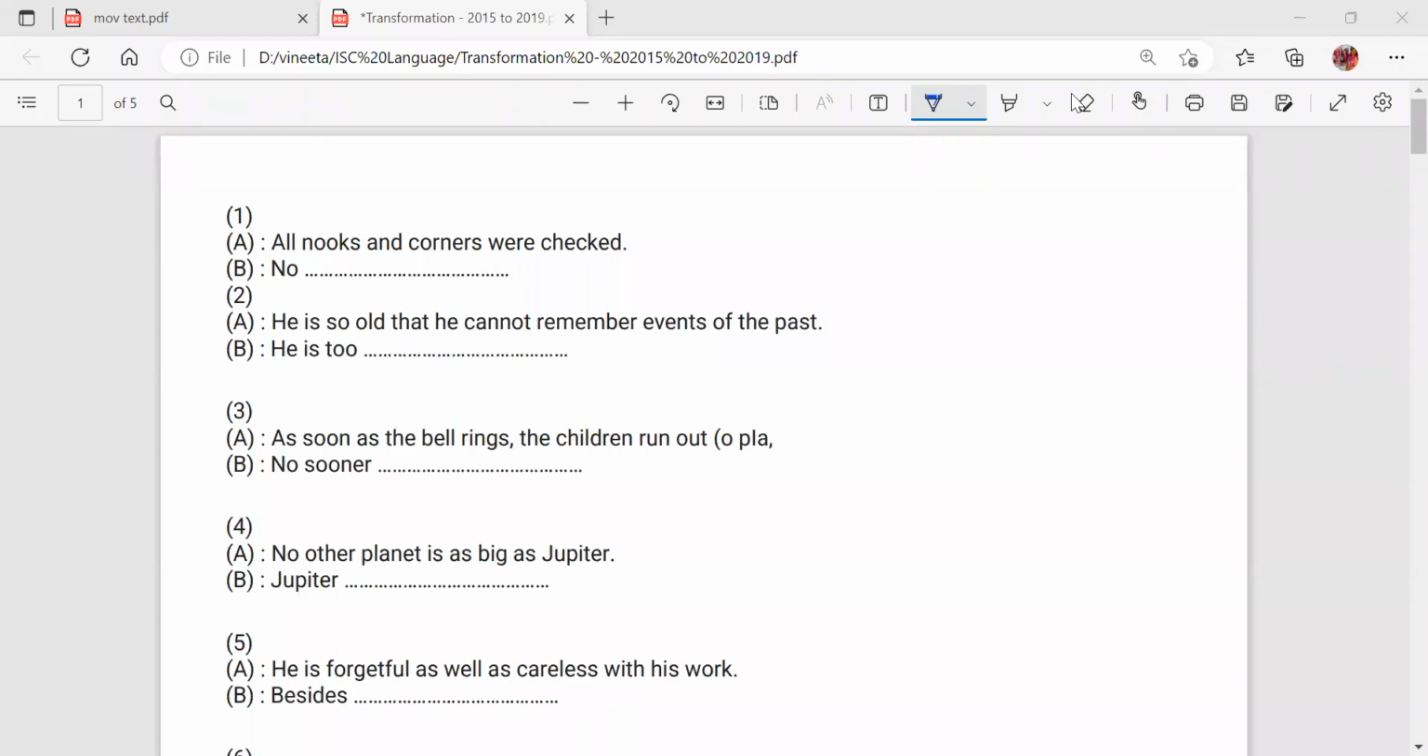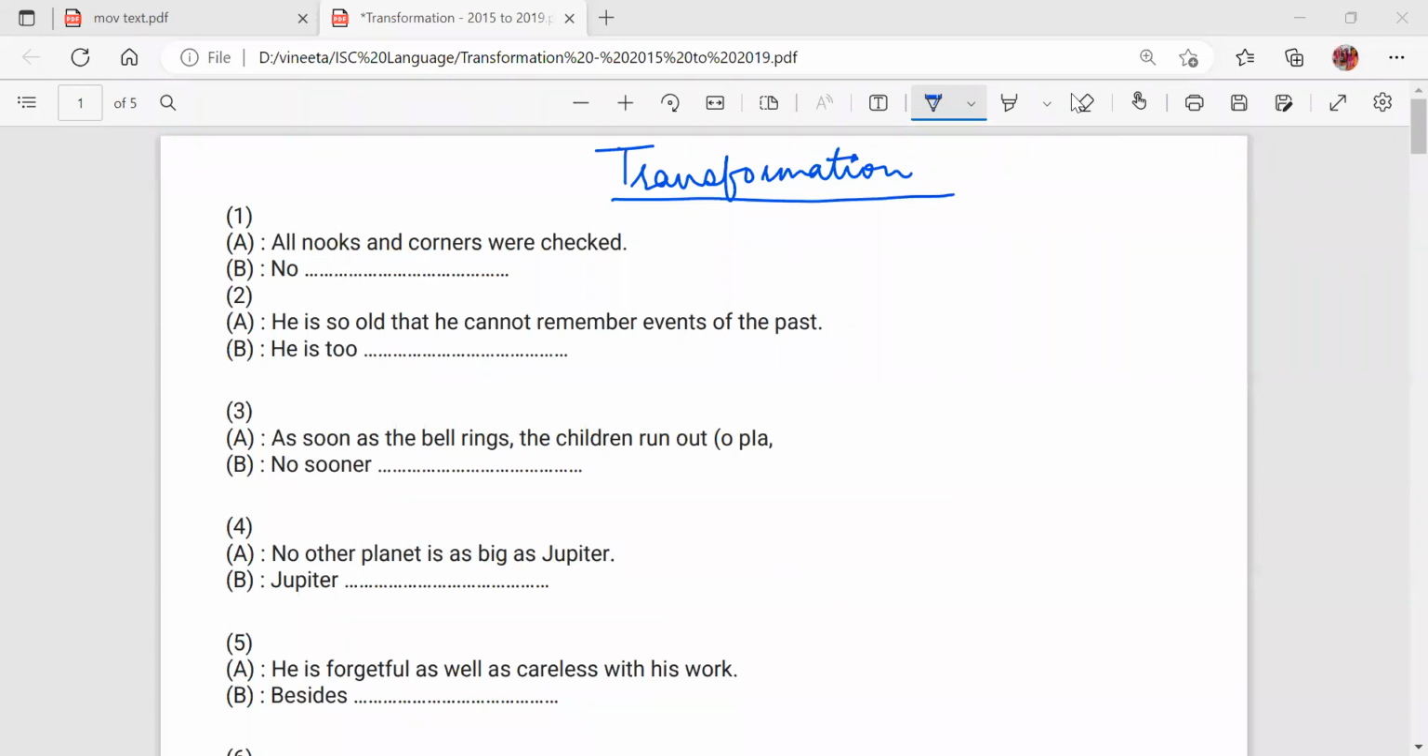So here we are going to revise transformation of sentences. Transformation which you will be getting for 5 marks. 5 sentences will be there. And here I have taken all sentences from the previous papers, 2015 to 2019, right? So these are about 55 sentences that we are going to discuss today. And while doing these sentences, I'll tell you about the rules also that we have to follow. Okay.